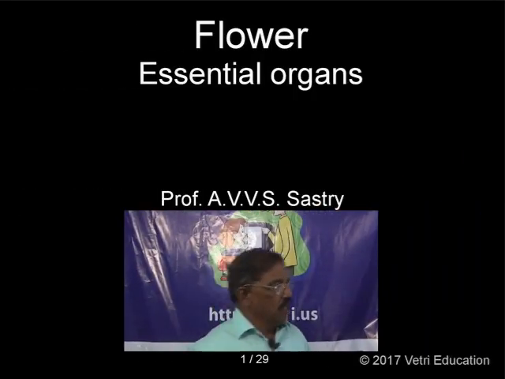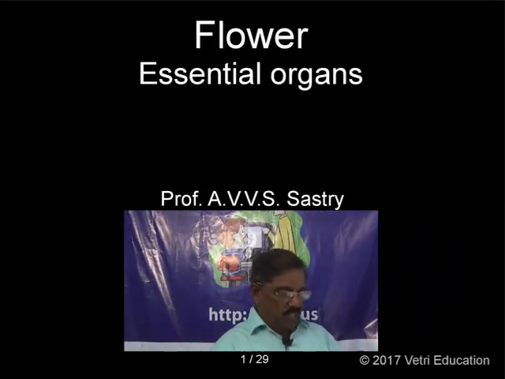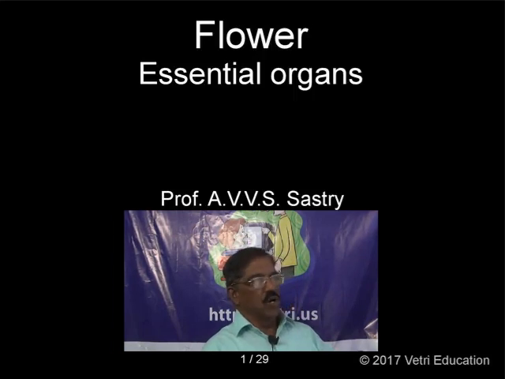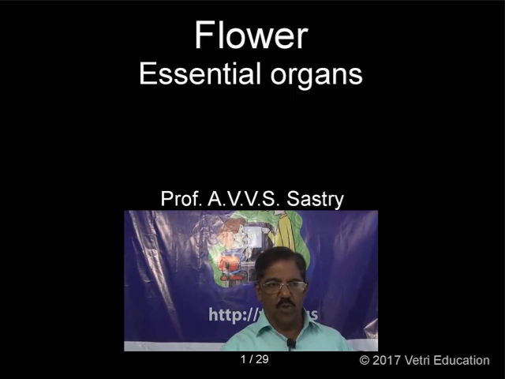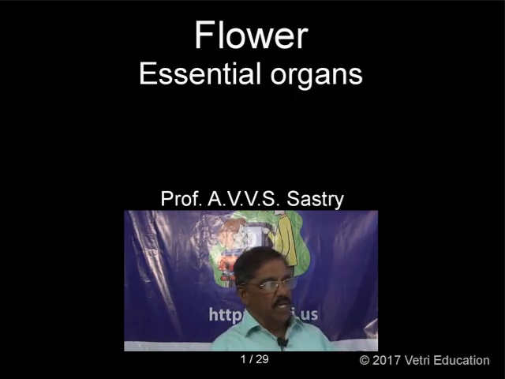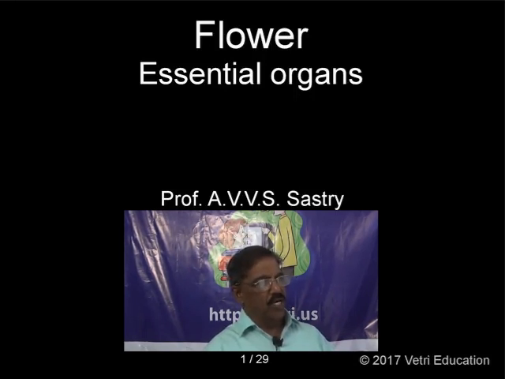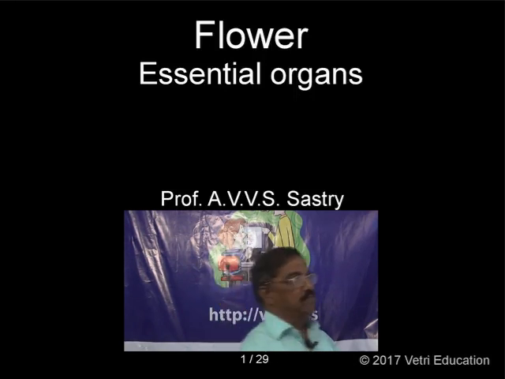Good evening. The other day we discussed the non-essential organs of the flower. They are calyx and corolla, and calyx types and corolla types, forms, modifications and aestivation, etc. We have finished. Today we will start the essential organs of the flower. It includes androecium and gynoecium. Now let us see the androecium.